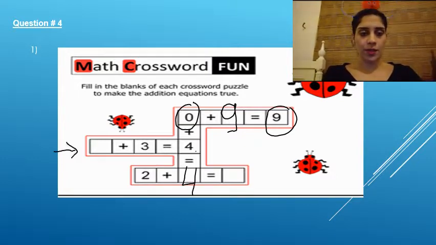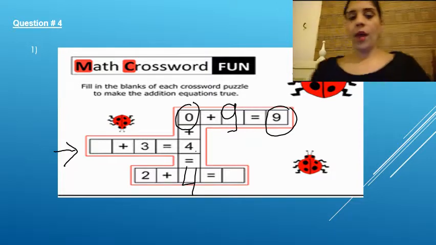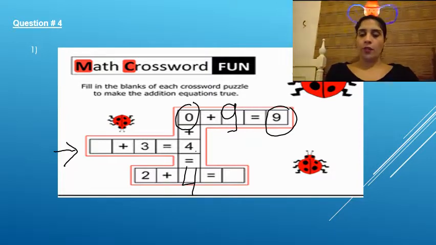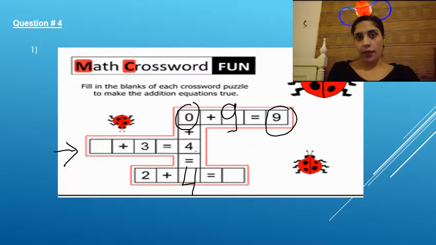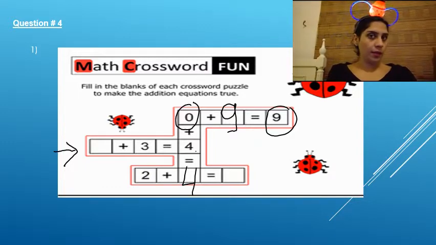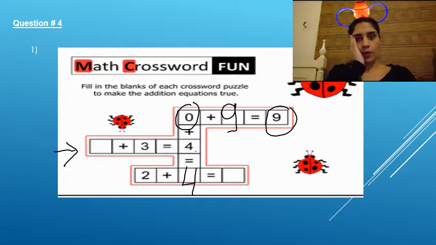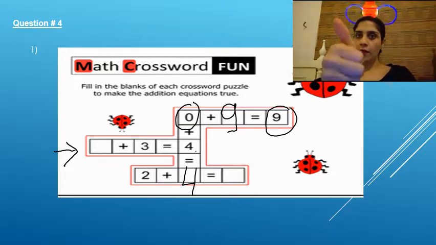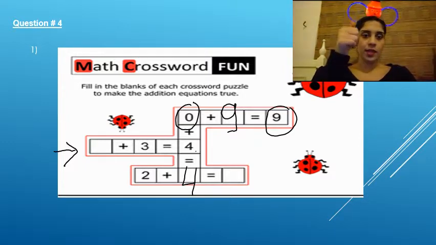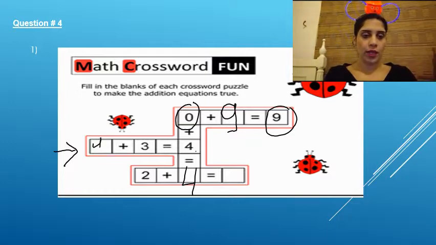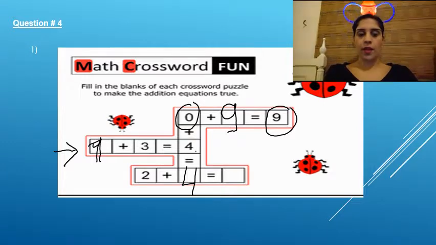Miss Lara is here now. We have 3 and 4. If I want to add a number to number 3 and give us 4, what's that number? Let's count. We put 3 in our head. 3, 4. What number is it here? 1. We put 1 here. It means that 1 plus 3 equals 4.